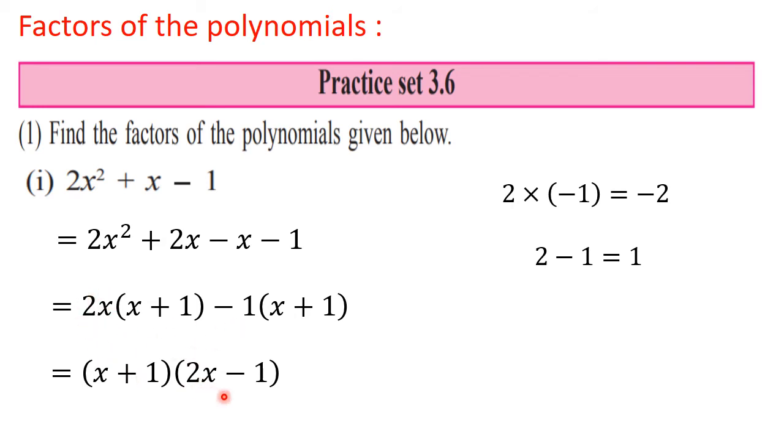So 2x minus 1. Okay, in this way we got the factors. Factors of this quadratic polynomial are 2x minus 1 and x plus 1. You can change the sequence, you can write it any way. You know that multiplication is orderless. So these are the factors. Always stop when you get two brackets. I hope you have understood this.